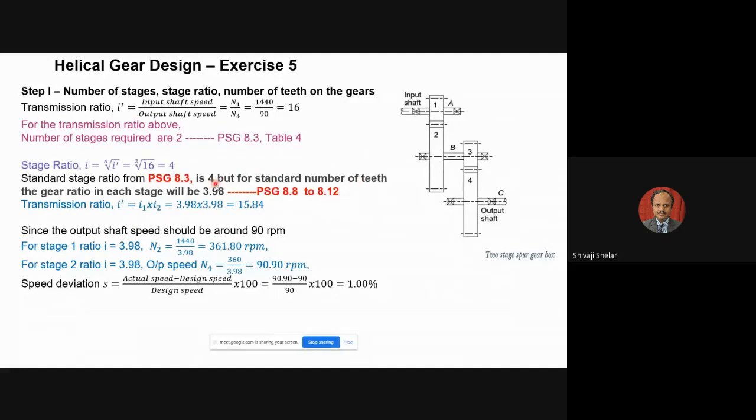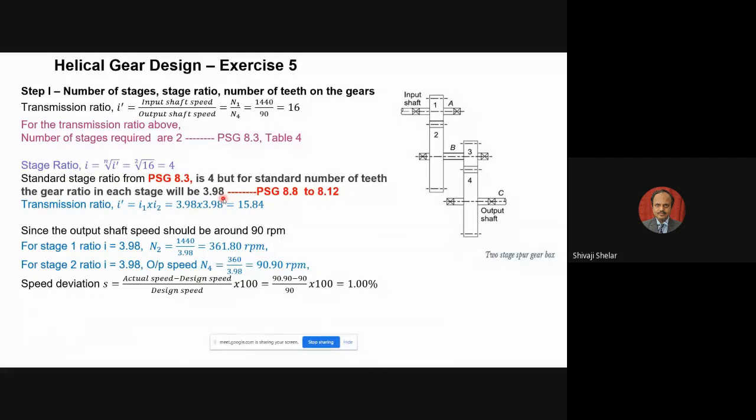Now, if we go for the consideration of wear of the tooth, even though 4 is a standard ratio, it is permitted with some variation. So this is a standard value of I with some variation. The table value from which we select the number of teeth will have a standard ratio of 3.98. There is not much difference between 4 and 3.98. So we will be selecting the number of teeth required on the gear from page numbers 8.8 to 8.12, depending upon your stage ratio. There we find that the standard ratio available is 3.98.